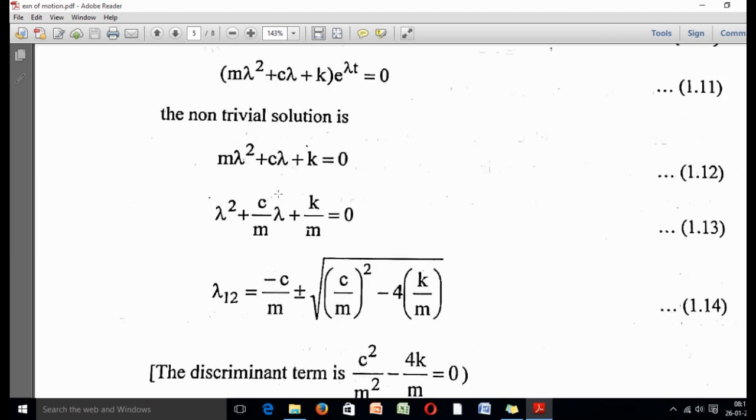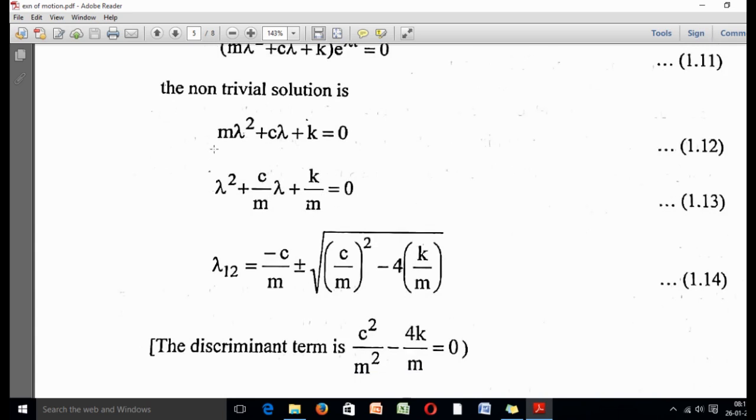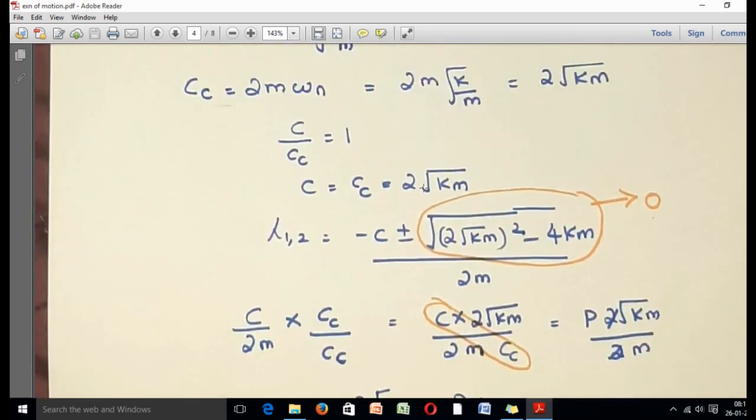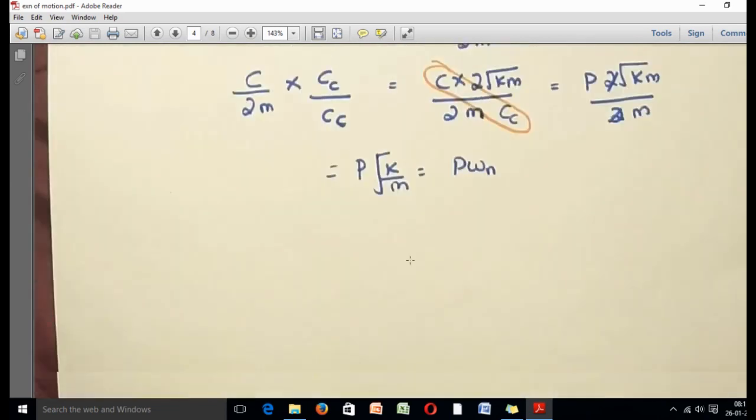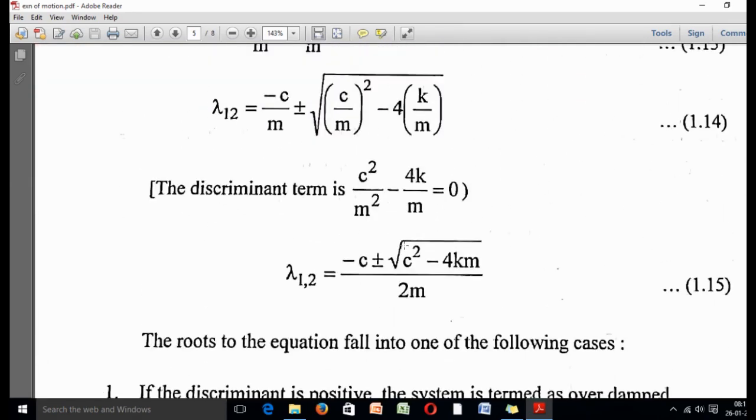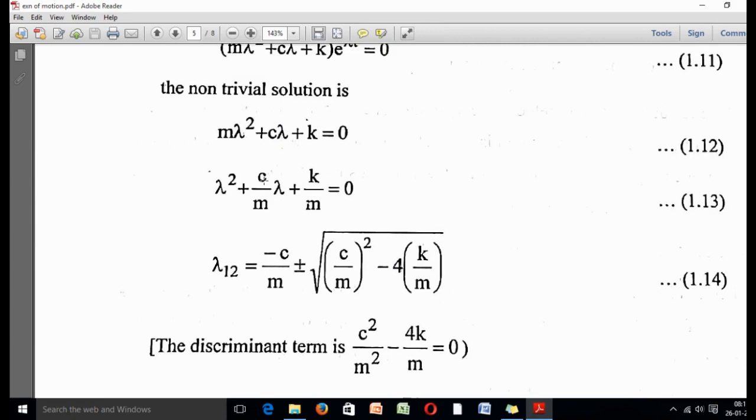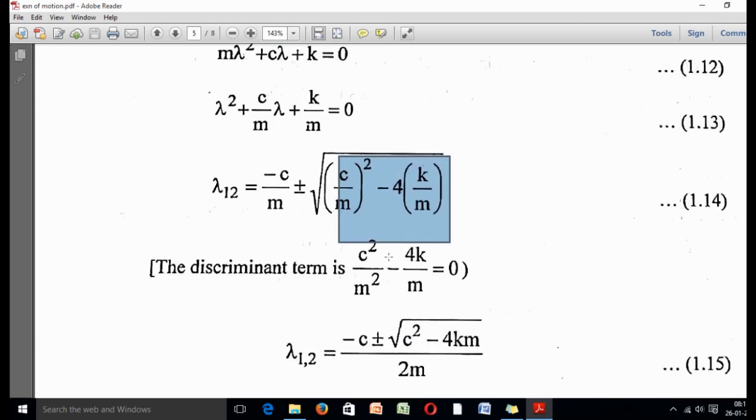And what I'm doing here is I am dividing the equation throughout by M. So this becomes lambda square plus C by M lambda plus K by M equals 0. And if I have to write the discriminant for this, the discriminant is B square minus 4AC. So that is B square minus 4AC becomes C by M square, which is B square, minus 4 into A is 1 and C is K. So this portion is the discriminant term.